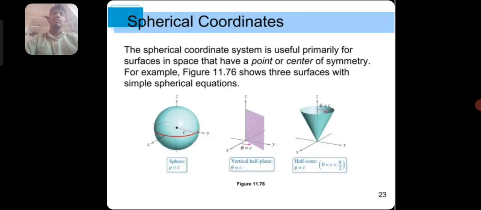Spherical coordinates. The spherical coordinate system is useful primarily for surfaces in space that have a point or center of symmetry. For example, figure 11.76 shows three surfaces with simple spherical equations.